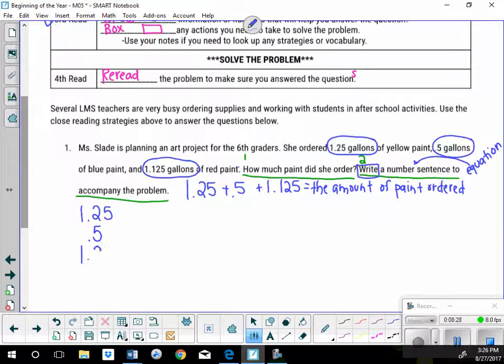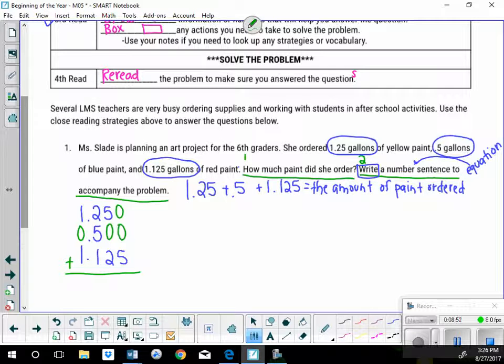And my third value, gotta fix that, which is the red paint. Now, just to help myself out a little bit, I'm going to add in some zeros just to help me line up my place value. This is optional, but it's just helpful for me. Okay, now add all these together.